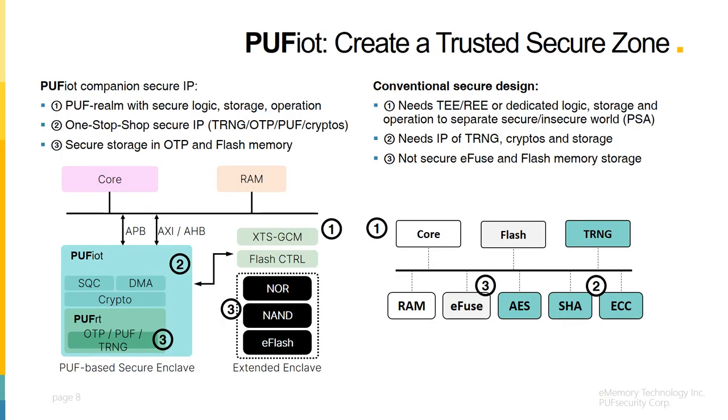This page wants to emphasize the main difference between PUFiot and a conventional SoC with discrete crypto elements. First, PUFiot has dedicated secure logic, storage, and operation. The architecture follows the guideline of PSA, platform security architecture, that has its own secure boundary for sensitive data management. The keys and sensitive information are well protected and only accessible in the PUFiot.